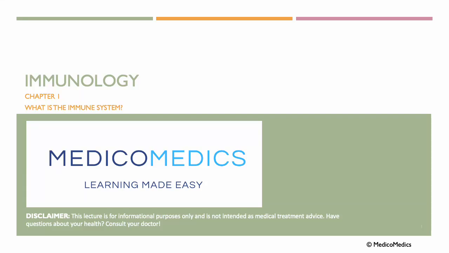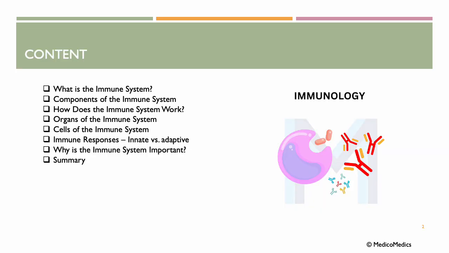Immunology, Chapter 1. What is the immune system? In this lecture, we will provide a general introduction to immunology. First of all, asking the question, what is the immune system? We will talk about components of the immune system, how it works, some important organs involved, the cells of the immune system. We will differentiate between innate and adaptive responses, and end with a summary.